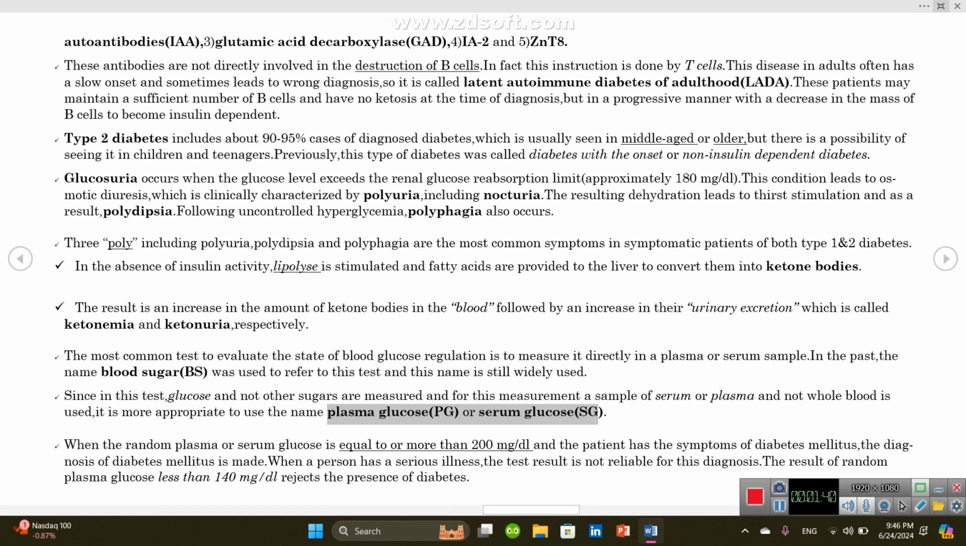When the random plasma or serum glucose is equal to or more than 200 milligram per deciliter, pay attention, and the patient has the symptoms of diabetes mellitus, the symptoms we've talked about, like polyphagia, polydipsia, and polyuria, the diagnosis of diabetes mellitus is made. When a person has a serious illness, the test result is not reliable for the diagnosis. A random plasma glucose result of less than 140 milligram per deciliter rejects the presence of diabetes.